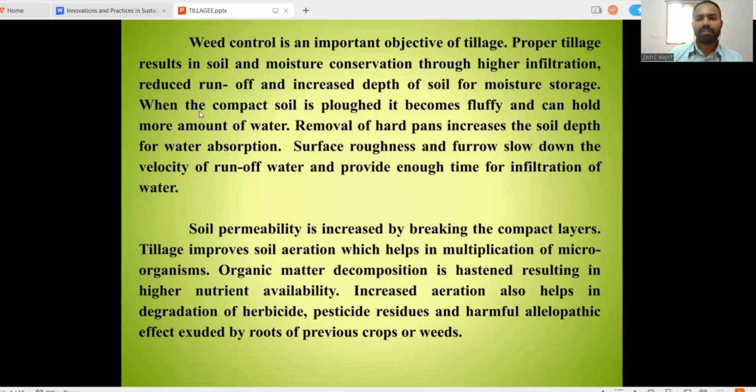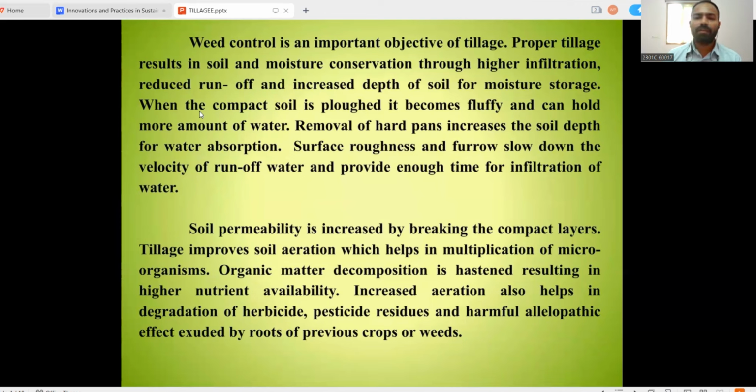Tillage improves soil aeration, which helps in multiplication of microorganisms. Tillage will do what? It will make a suitable environment for what? Multiplication of your microorganisms, which will directly affect your soil quality, means fertility, decomposition, etc. Organic matter decomposition is hastened, resulting in higher nutrient availability. What will happen again? Due to tillage, the aeration will increase, and due to that, your organic matter decomposition will be rapid. Due to that, higher nutrient availability will be there.